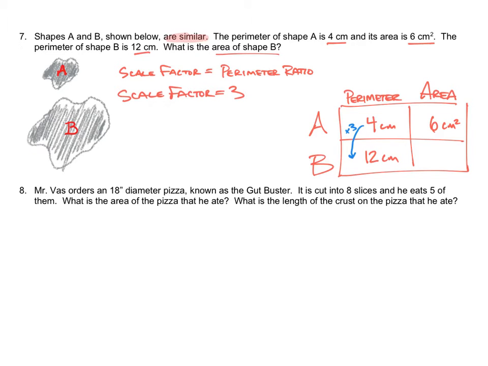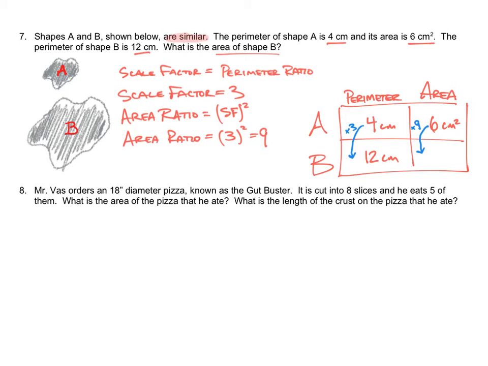Now, when it comes to area ratios, there's a little difference though. The area ratio is not equal to the scale factor. The area ratio is equal to the scale factor squared. So in this case, the area ratio is 3 squared, which is 9. That means to get from the smaller shape area to the larger shape area, I have to multiply by 9.